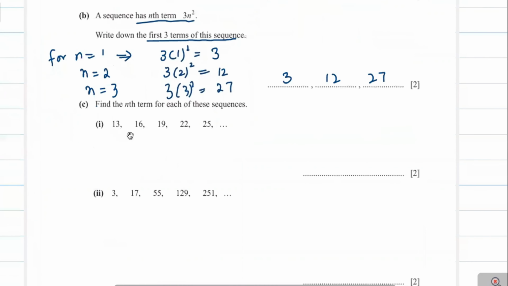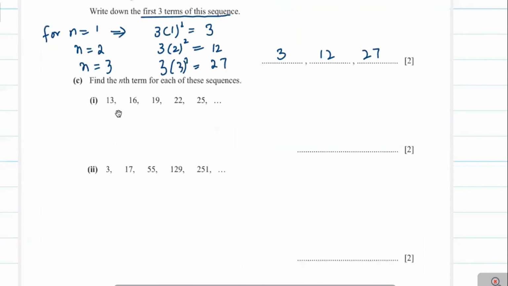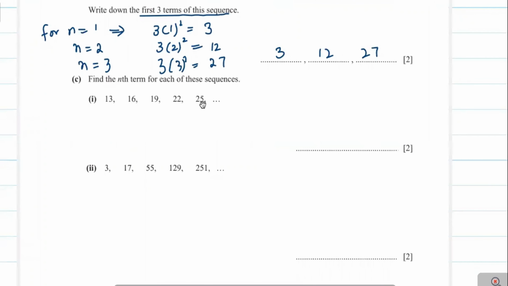And the next part, C, find the nth term of each of the sequences. Firstly, we see that the sequence is 13, 16, 19, 22, 25. We see the term rule here. Now you can see the difference between the first and second term is 3, and between the third and second term is also 3, and 22 minus 19 is 3, and this is also 3. So the term rule is 3, and this sequence shows that it is a linear sequence.